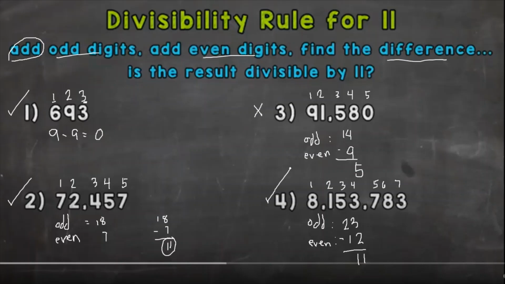So again, for the divisibility rule for 11, we're going to number all the digits and then we're going to add the odd-position digits. We're going to add at the same time all the even-position digits and we're going to find the difference. Once you find the result, you're going to check if that answer can be divided by 11. If yes, then that number is divisible by 11.